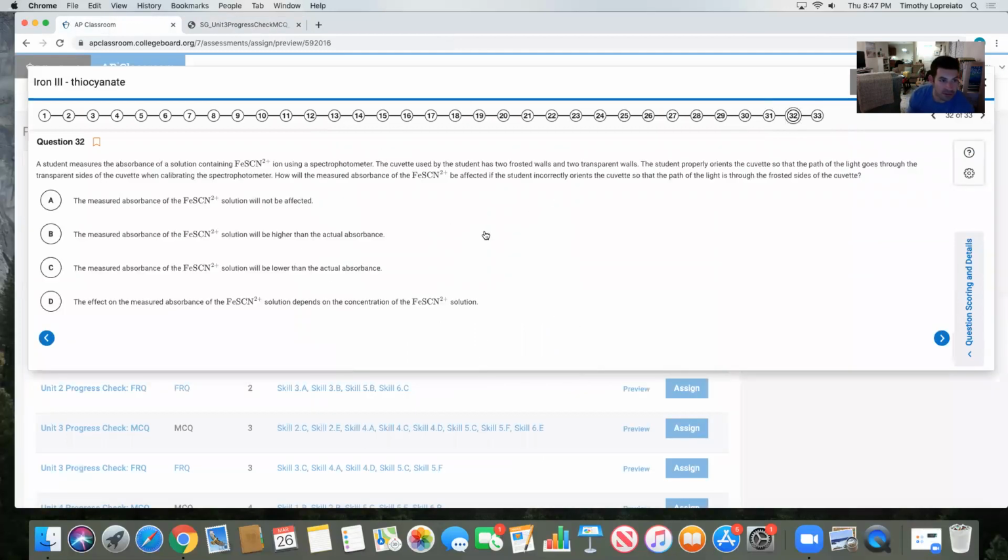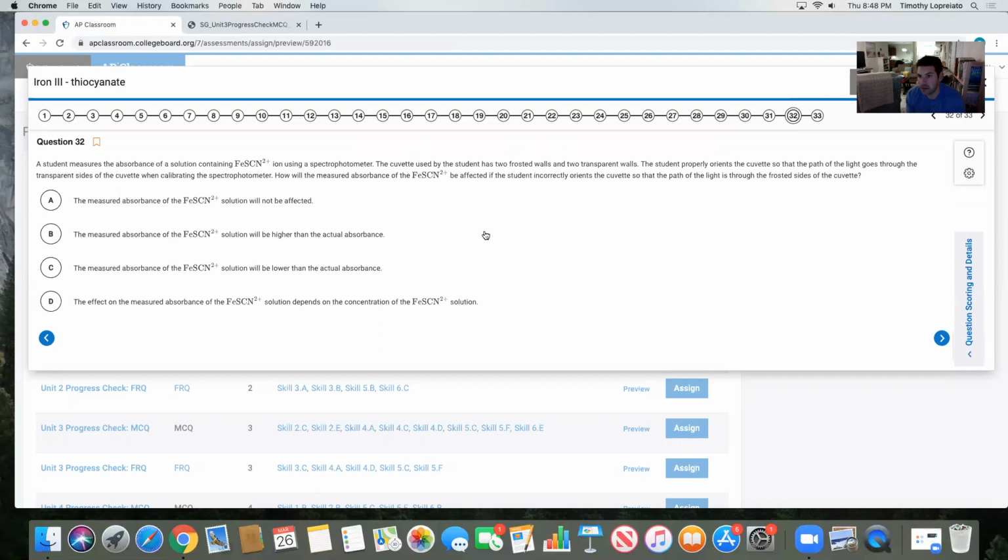2 questions left, 32. A student measures the absorbance of a solution containing iron thiocyanate ion using a spectrophotometer. The cuvette used by the student has 2 frosted walls and 2 transparent walls. The student properly orients the cuvette so that the path of the light goes through the transparent sides of the cuvette when calibrating the spectrophotometer. How will the measured absorbance of the iron thiocyanate be affected if the student incorrectly orients the cuvette so that the path of light is through the frosted sides of the cuvette?